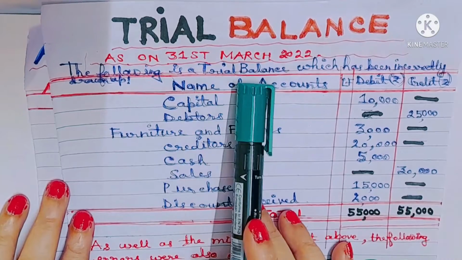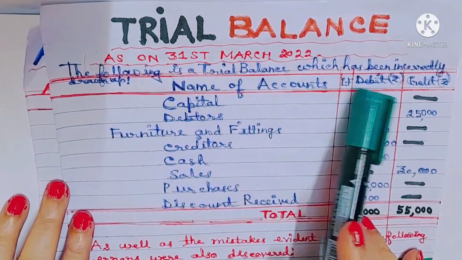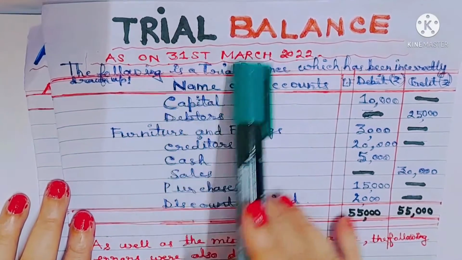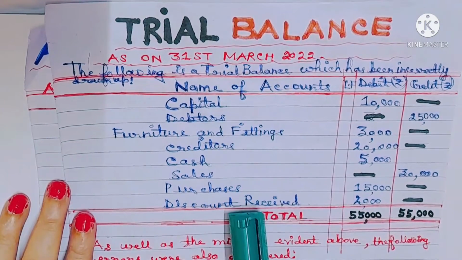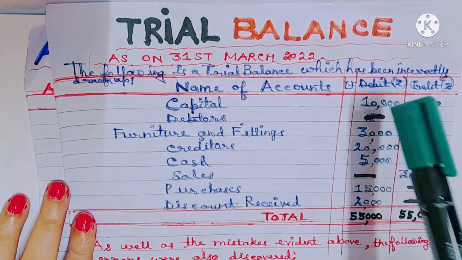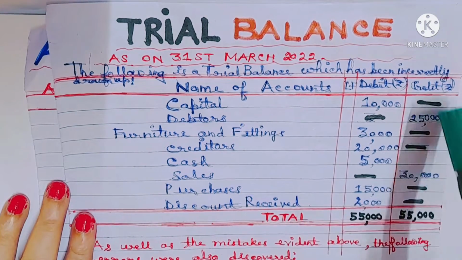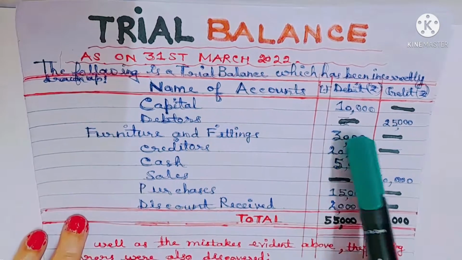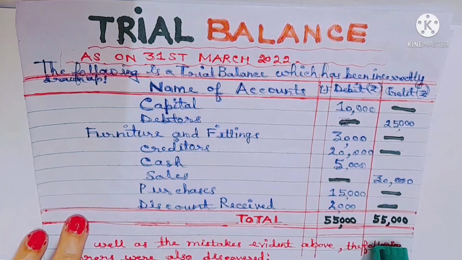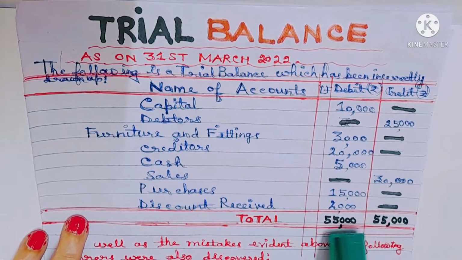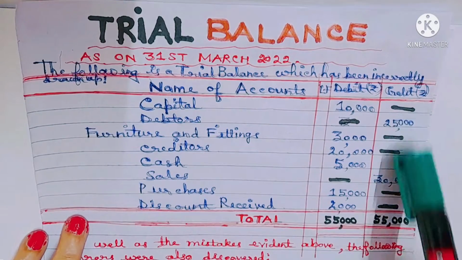Trial balance as on 31st March 2022. The following is a trial balance which has been incorrectly drawn up. So this is an incorrect trial balance. The names of accounts are given here. The amounts of the debit column are given here and the amounts of the credit column are given here. The total of the debit column is 55,000 and the total of the credit column is 55,000. So the trial balance did tally because the total of the debit column is equal to the total of the credit column.